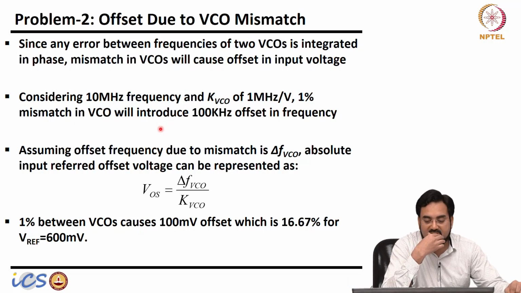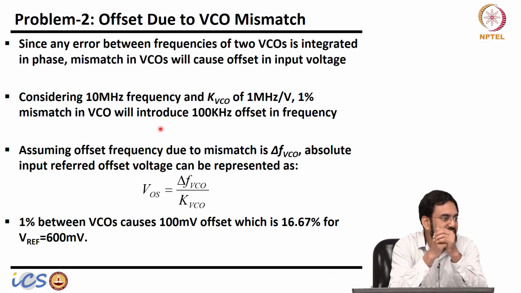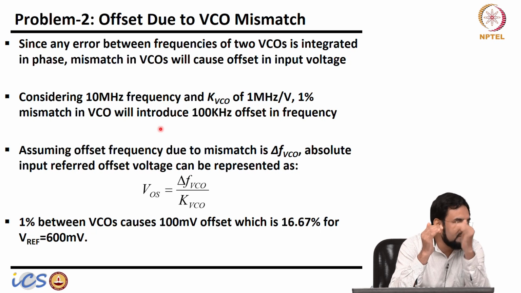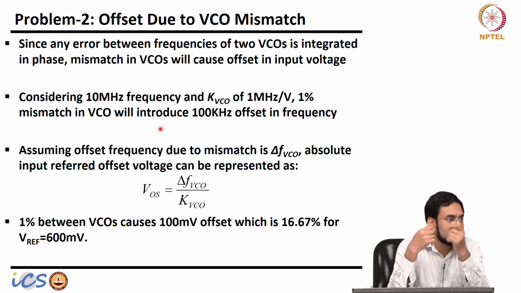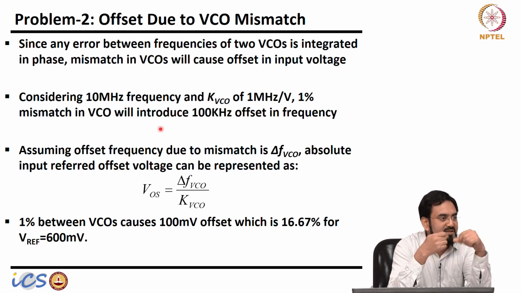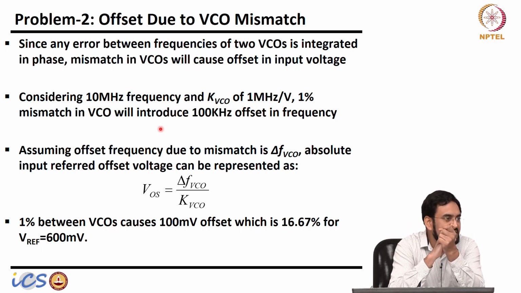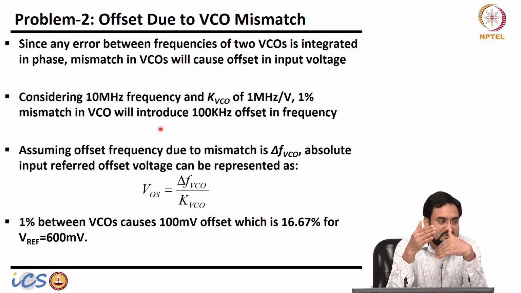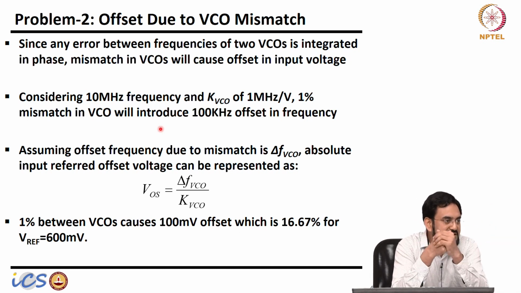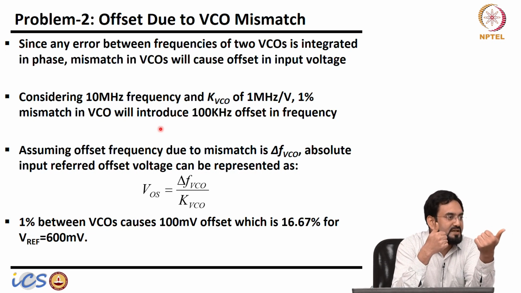Another problem is offset due to VCO mismatch. So far we are considering that these VCOs are matched. If they are matched, then when VFB equals Vref, the frequency will also be the same. But if there is a mismatch, then even if VFB is the same as Vref, the frequency will be different, and when the frequency is different, the phase will accumulate. Ultimately, the loop is trying to lock the frequency. It does not care about what the input voltage is. If they are not matched, the frequency will match at a different feedback voltage than Vref, and that is what will cause the input referred offset.